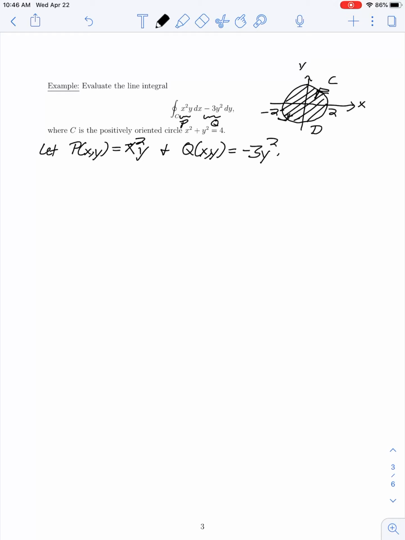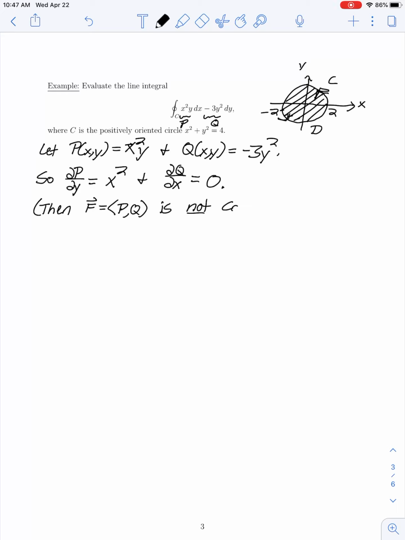So the check for a conservative vector field in the plane is the cross partials test. So we would look at the partial derivative of P with respect to y, which here would be x squared, and the partial derivative of Q with respect to x is 0 here. So these cross partials are not the same. So the vector field with these component functions is not conservative. A little note here below. This vector field F defined by P and Q is not conservative.